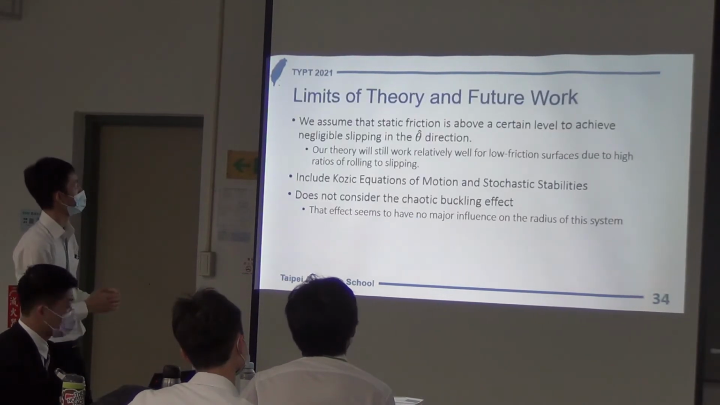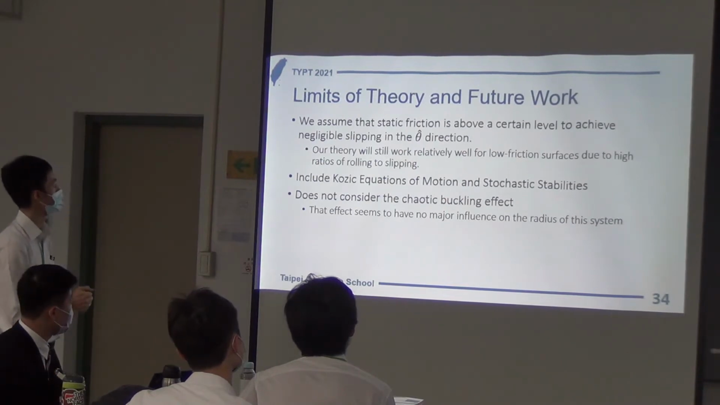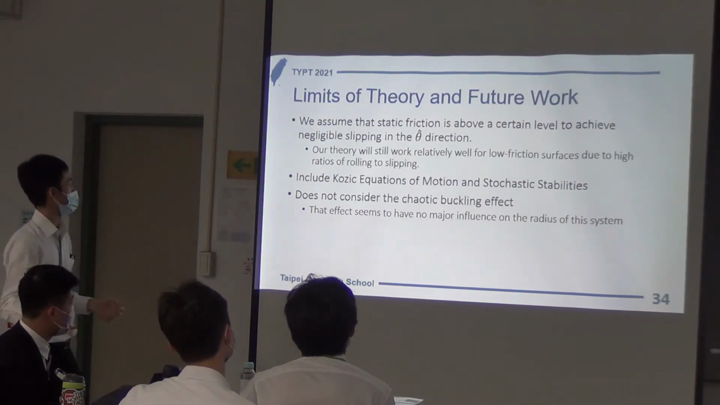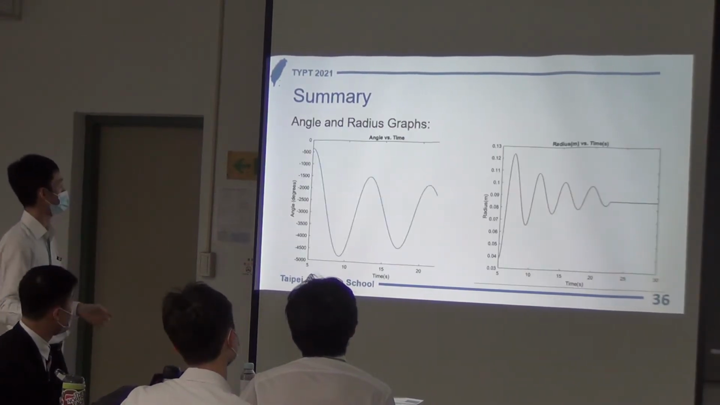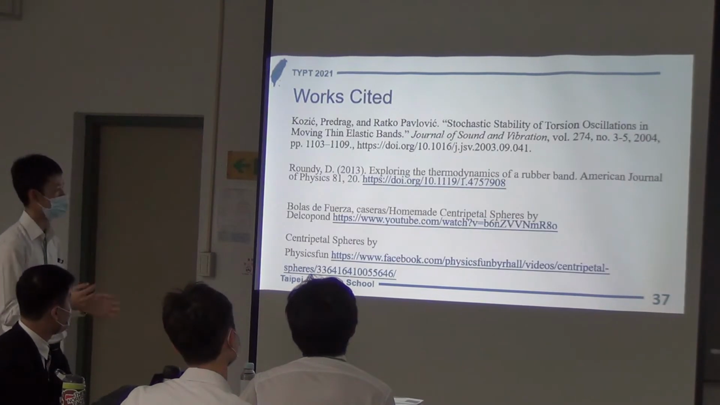Here's our conclusion. The limits of our theory are as follows. First, we assume that static friction is negligible. We include the equations of motion and stochastic stability, which is basically about buckling. And here is our summary of our equations of motion: r dot, theta dot, phi dot. And here are angle and radius graphs theoretically. And here's our works cited.